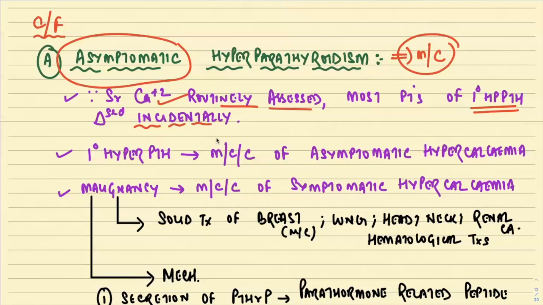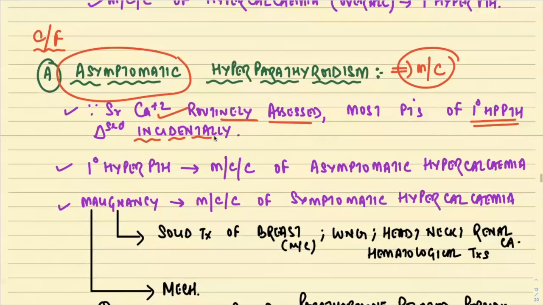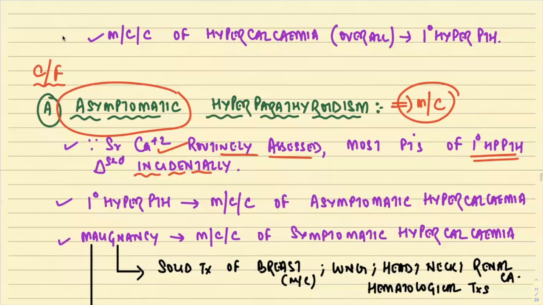Okay, now very importantly, there are three very important MCQs over here. The first MCQ: what is the most common cause of hypercalcemia overall? Overall the most common cause of hypercalcemia is primary hyperparathyroidism. Secondly, the most common cause of asymptomatic hypercalcemia, that means without any signs or symptoms of hypercalcemia, again the answer will be primary hyperparathyroidism.